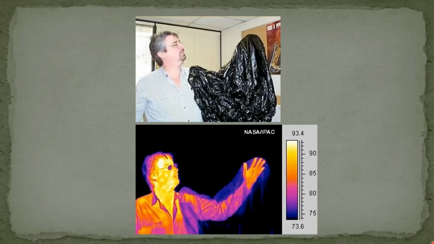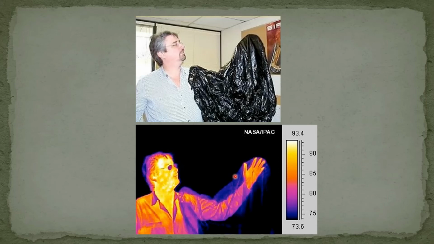This picture is exactly what it looks like. It's a man. He has his hand in a black garbage bag. We can't see the hand, but it is there. And that's it. There's nothing special about this picture. Until we compare it to the exact same image when taken with an infrared camera. You can see it looks very different.